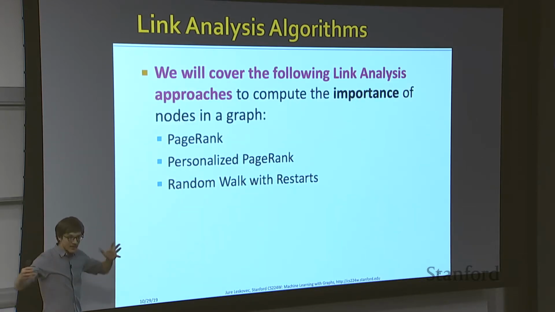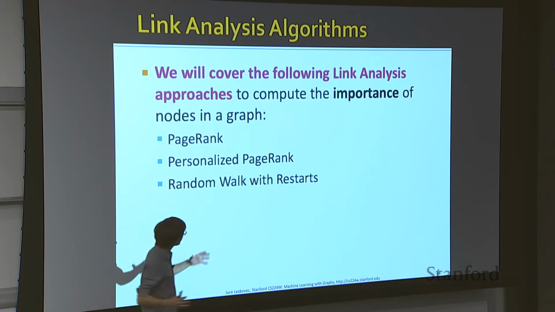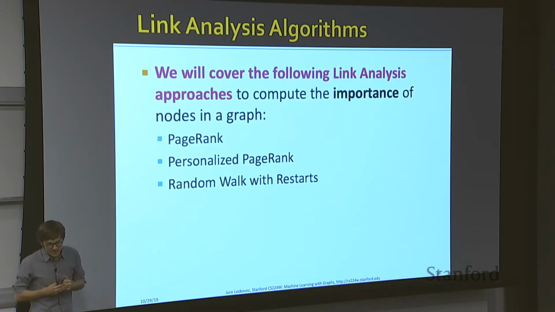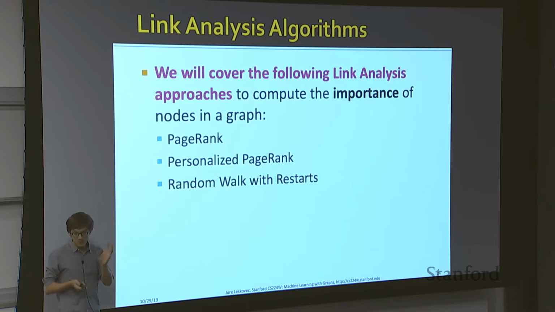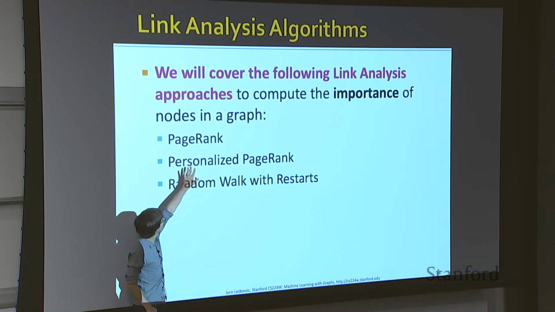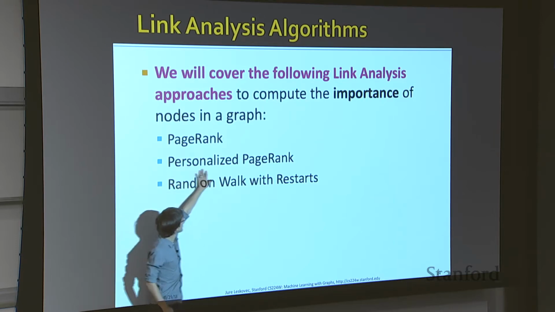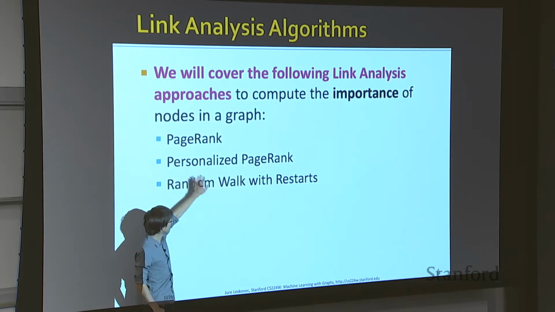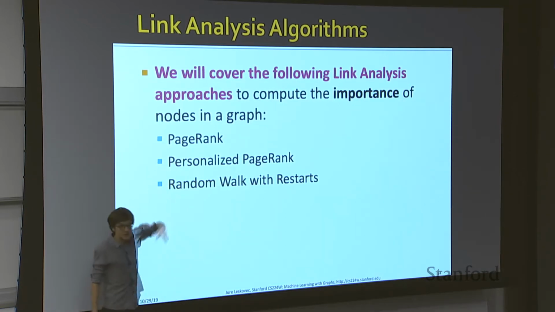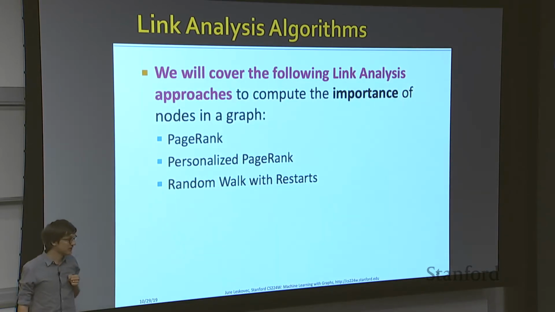And this area that tries to do these kinds of ranking and analyze the structure of the graph, it's called link analysis. And the goal is to identify importance of different nodes in the graph. And we'll talk about this family of methods called PageRank. Then we'll talk about personalized PageRank. And then we'll also talk about random walk with restarts.